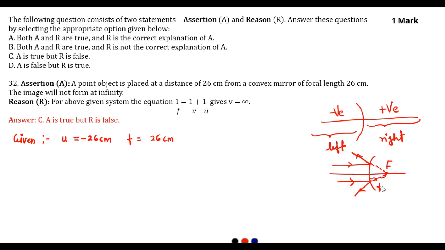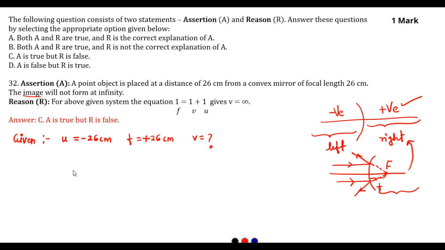So focal length will be behind the mirror. Back side of the mirror means this is which side? It is the right side, and right side means always it should be positive. Therefore focal length I have taken here positive. No need to write plus sign here. Just now to explain, I have written here plus sign. So this is positive 26 centimeter. And what we have to find out, we have to see where image will form. So I have taken v is equal to question mark.